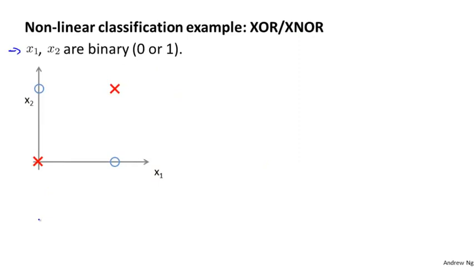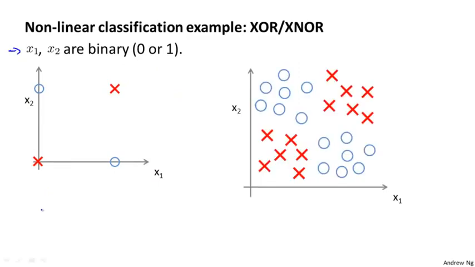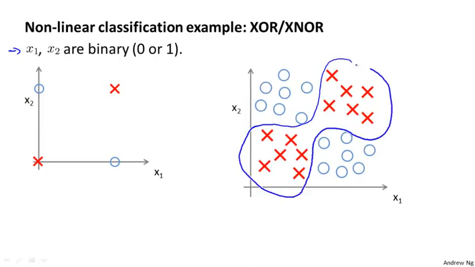In this example, I've drawn only two positive examples and two negative examples, but you can think of this as a simplified version of a more complex learning problem where we may have a bunch of positive examples to the upper right and the lower left and a bunch of negative examples denoted by the circles. And what we'd like to do is learn a nonlinear decision boundary that maybe just separates the positive and the negative examples. So how can a neural network do this?